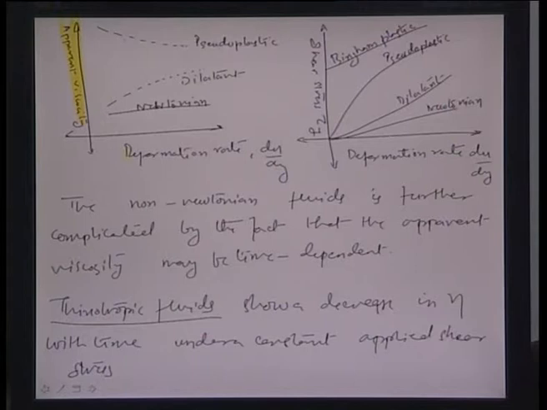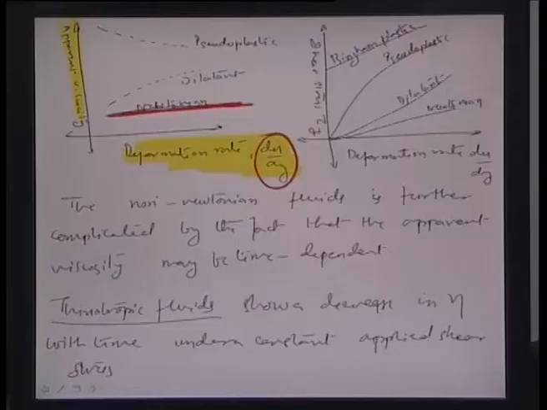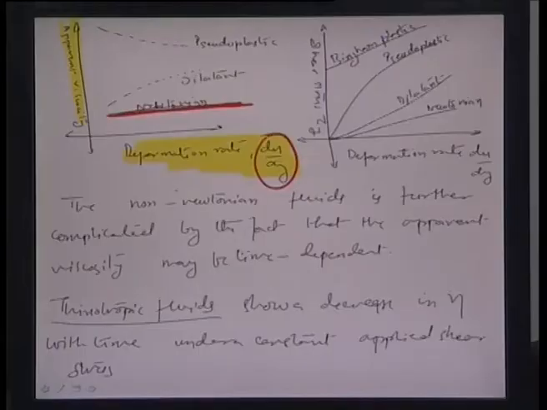The Newtonian fluid is one where this would be a constant parallel to the x-axis, which indicates that there is a constant apparent viscosity irrespective of whatever the du by dy or the velocity gradient is. In the case of a pseudoplastic, as we know, if the du by dy increases, because n is less than 1, the apparent viscosity should come down, the index being negative, if you may remember. So this is essentially what a pseudoplastic would behave like.